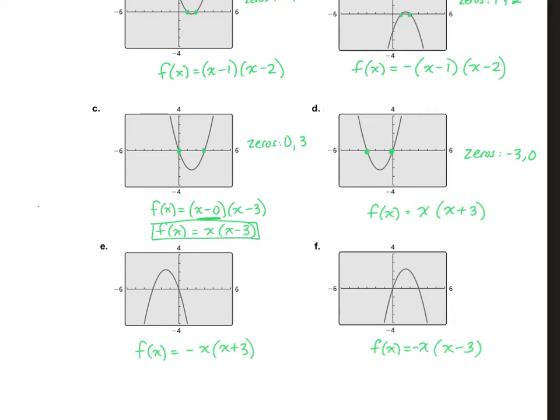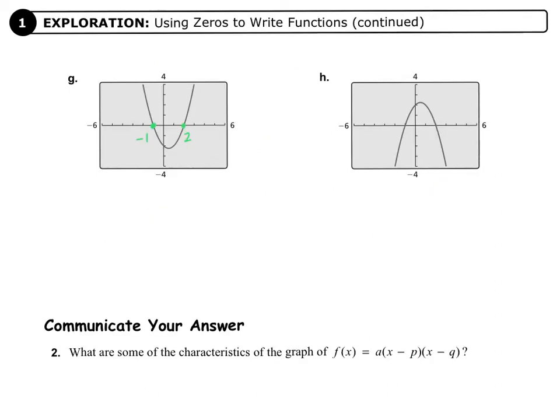On letter E, it's the same thing as letter D except there's a negative out front because it's opening down. And on letter F, we have a negative as well, and it's x minus 3 since that's a positive 3 there. On letter G, we have zeros of negative 1 and positive 2, so then it would be f of x equals (x plus 1)(x minus 2). On letter H, we have also negative 1 and positive 2, but this time it's opening down, so we have f of x equals negative (x plus 1)(x minus 2).